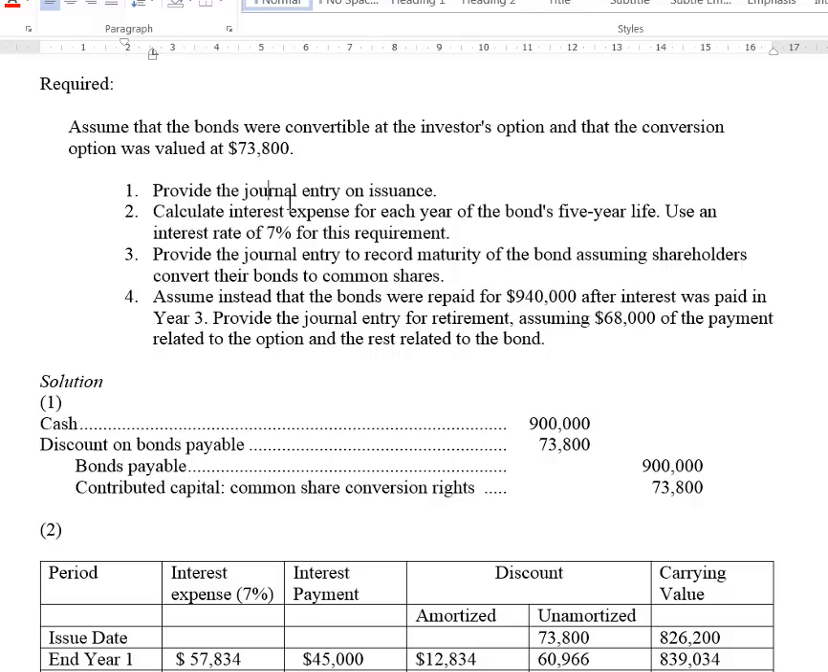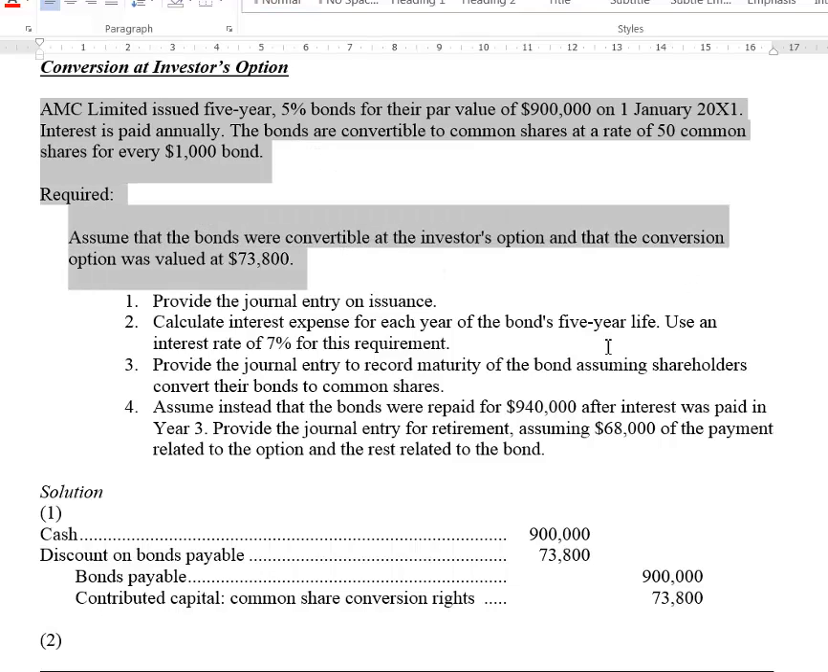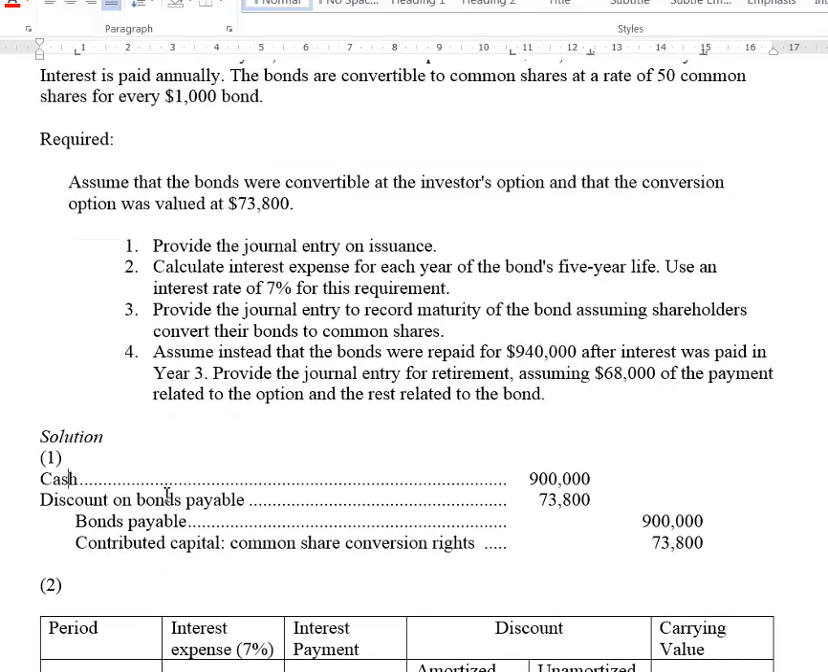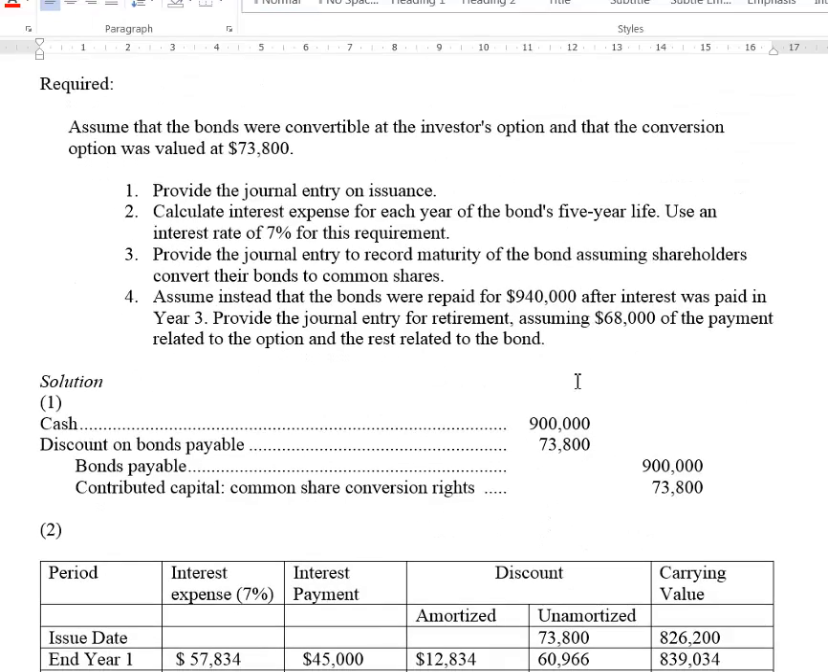But first, we're going to use the data that we have here in order to make our journal entry at the issue date. You can see here, we're going to record the cash paid, and they did tell us that we got the par value for the bonds at $900,000. Now, we're also going to record our bond payable at $900,000, but we know as part of that $900,000 in cash, part of it was for the conversion option, or the rights to convert, so $73,800.